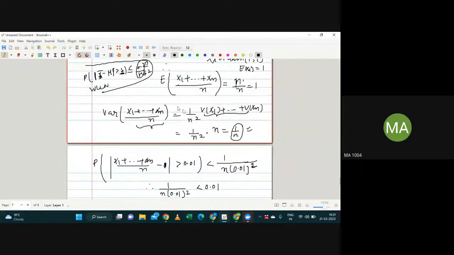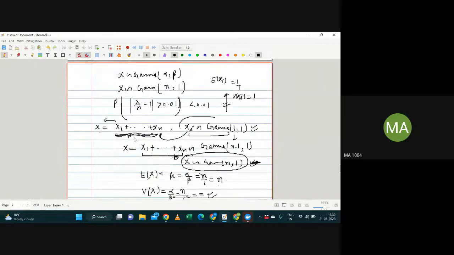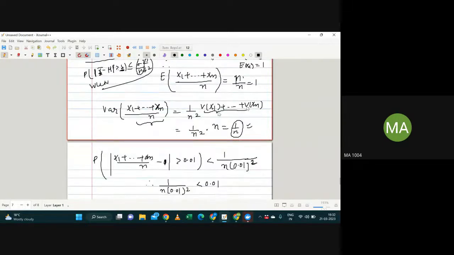See, try to understand what I'm saying. The variance of (x1 plus ... plus xn) divided by n will be 1 by n square times the variance of x1 plus so on, plus the variance of xn, right? Each xi is IID gamma(1,1), right? So the variance of xi is 1. So you add 1 plus 1 plus 1, n times, and you get n. So n divided by n square gives 1 by n, right?